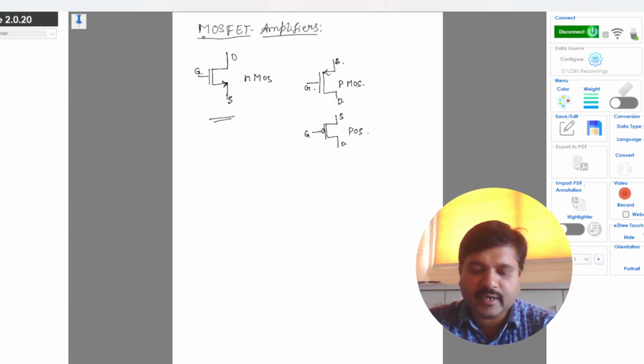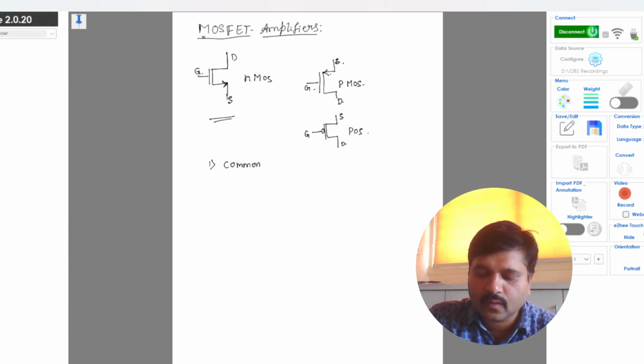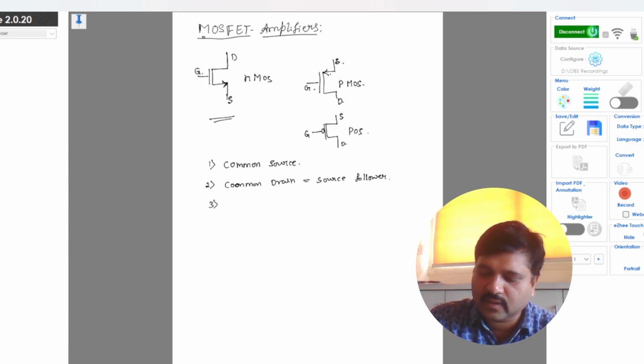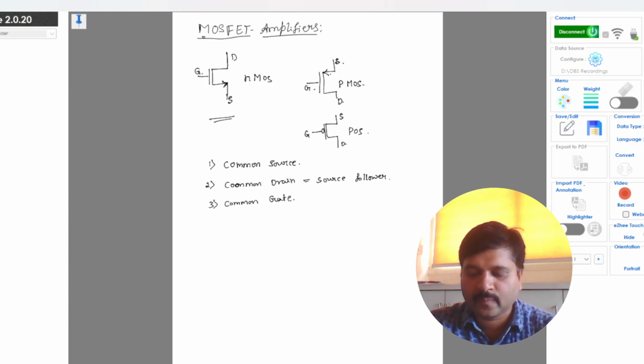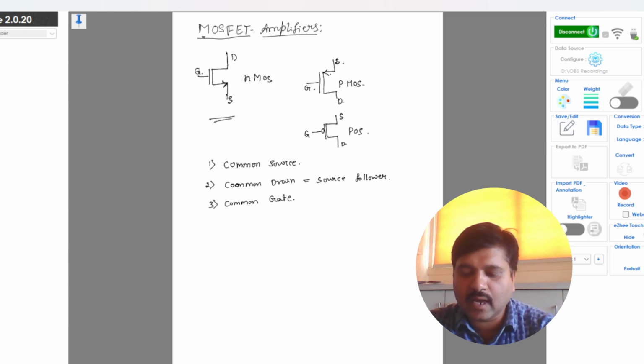Corresponding to these three terminals, we have three types of configuration for the amplifiers, which are the common source, common drain, which is also called the source follower, and third, common gate. So these are the three types of configuration we are going to discuss in this video lecture.